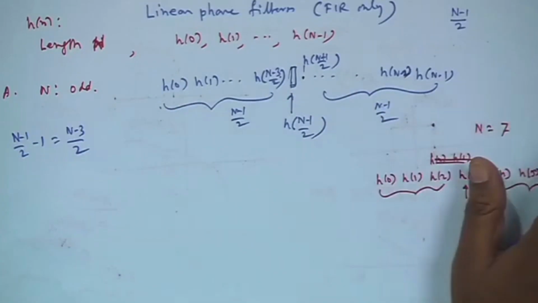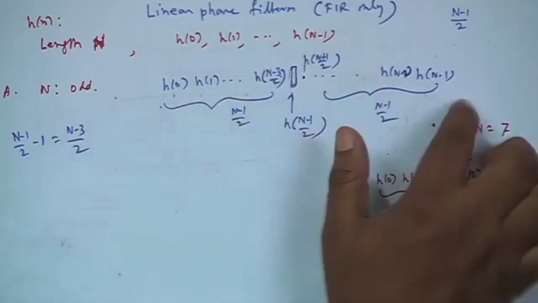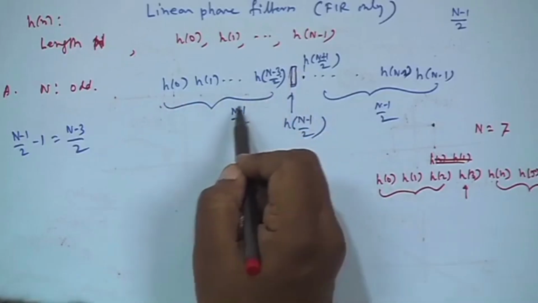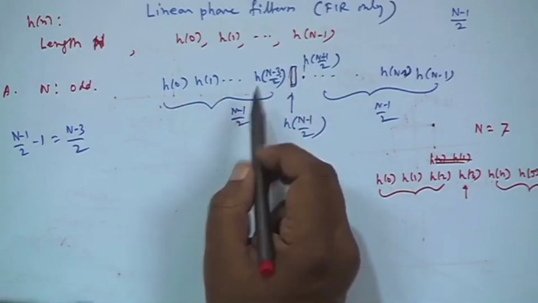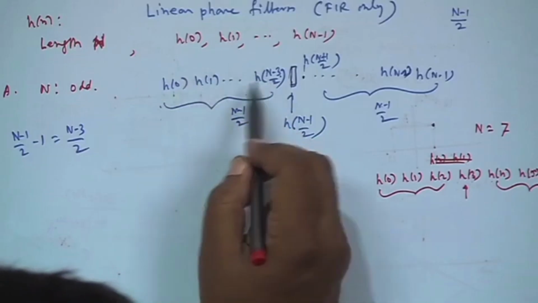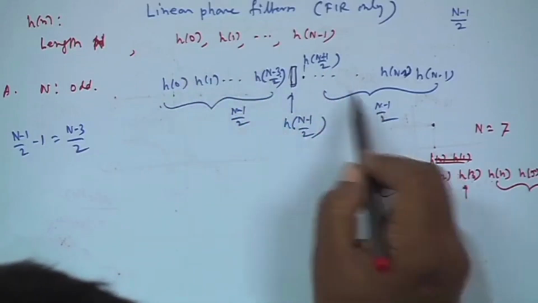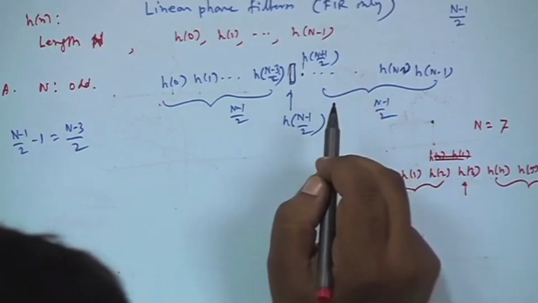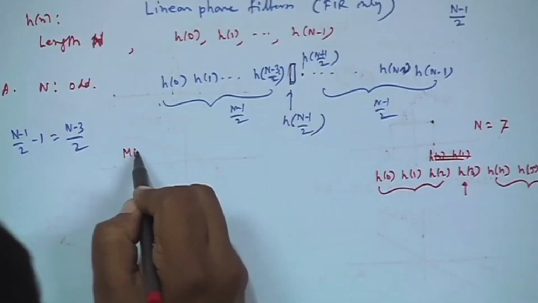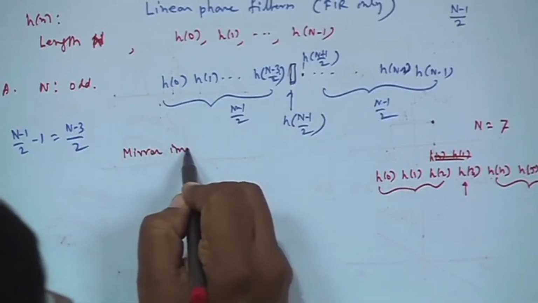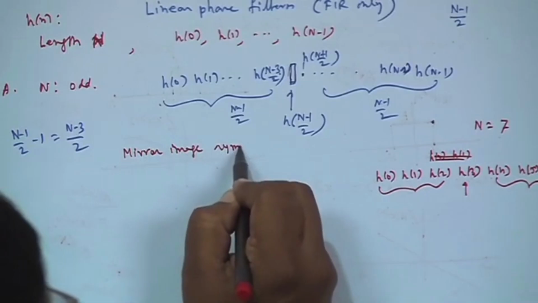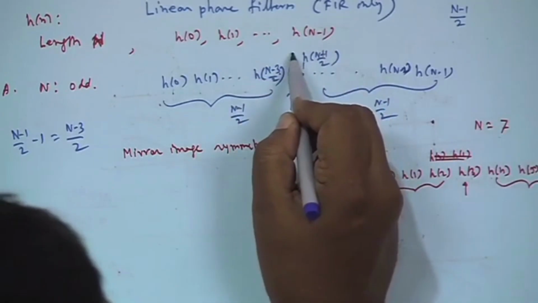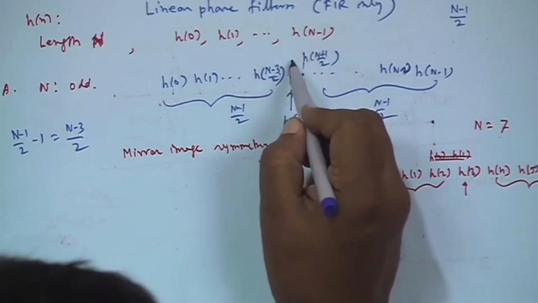So, I am just doing nothing, I am just writing all the terms in this manner, but I am identifying the central guy separately and this one set of coefficients, total n minus 1 by 2 in number on one side, another n minus 1 by 2 coefficients on the right hand side. Now, for linear phase, we will impose something called mirror image symmetry. That is, we will assume that as though there is a mirror here.